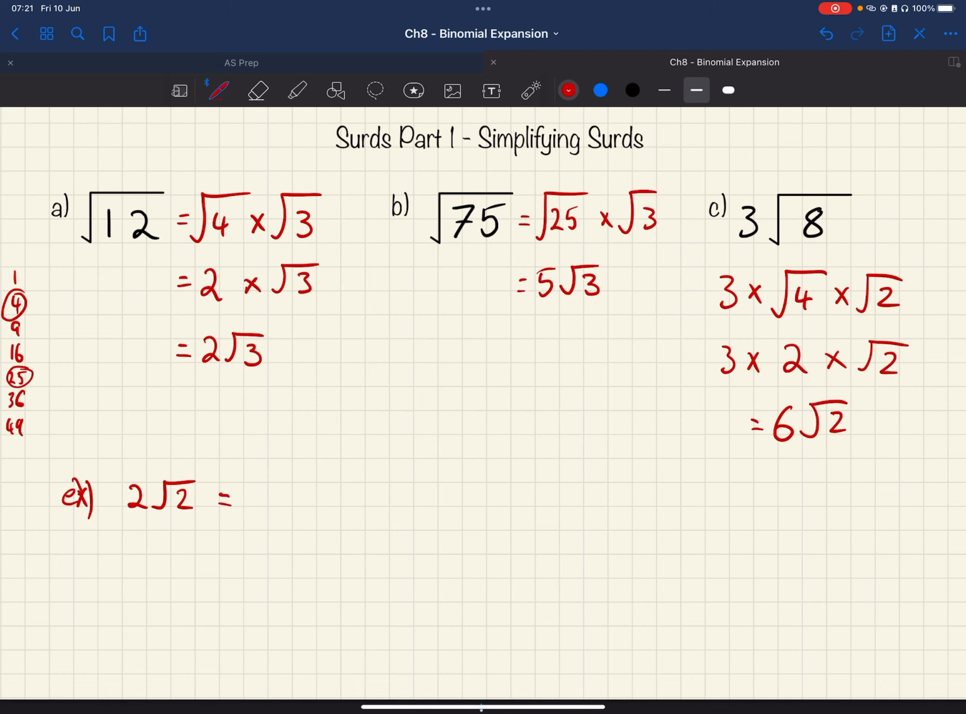So 2 root 2 is the same as, well, what have I square rooted to get to 2? That has to be root 4. Root 2, which gives me root 8. Hopefully we can see the relationship that if I square a number and square root it, it stays the same. So 2 squared is 4, so I could write 2 as the square root of 4.